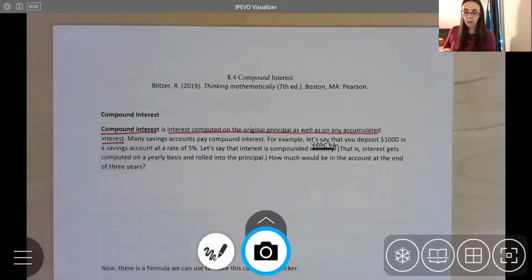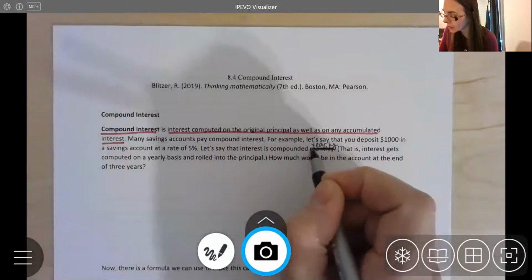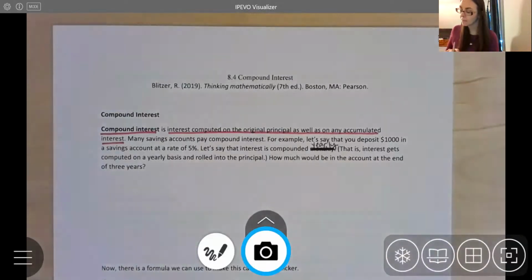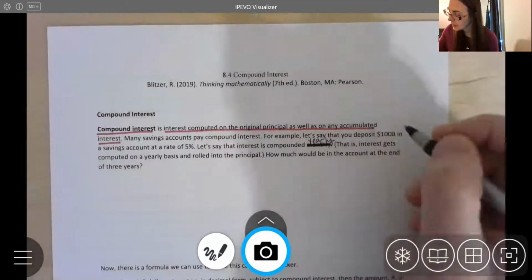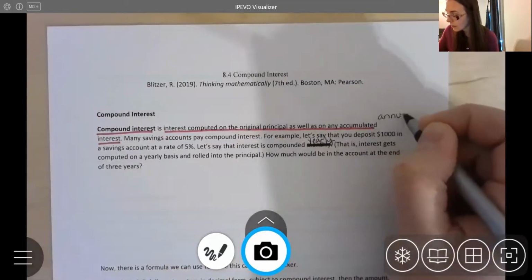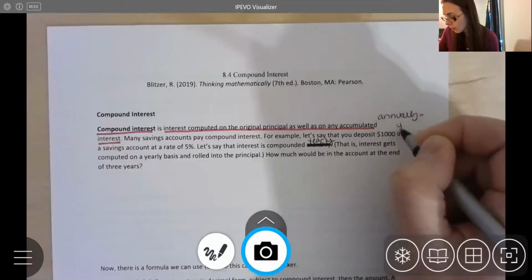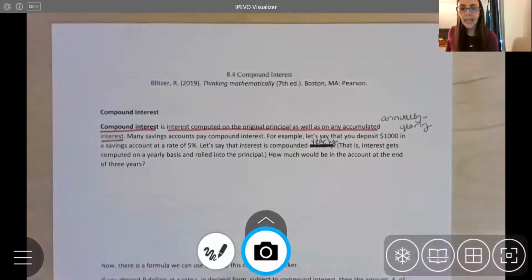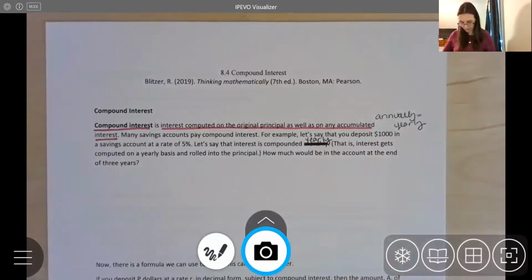And for example, let's say that you deposit $1,000 in a savings account at a rate of 5%. And let's say that interest is compounded yearly or annually, same thing. So that is, the interest gets computed on a yearly basis and rolled into the principal. How much would be in the account at the end of 3 years? Okay. And again, I just want to make a note: annually and yearly really mean the same thing.